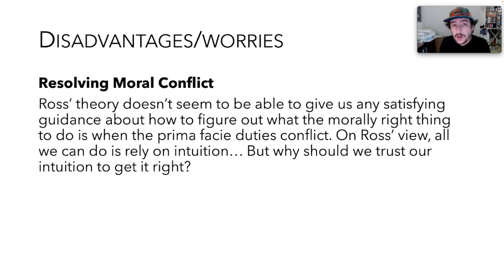On Ross's view, all we can do is rely on our intuition to figure out which one is more important. But why should we trust our intuition to get it right? If we start to worry that our intuition might not be trustworthy, what could we do? What process could we go through to try to figure out which of these duties we ought to be weighing more strongly? Ross just doesn't seem to have any answer that he can give.